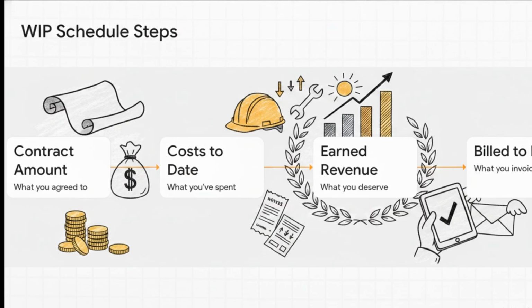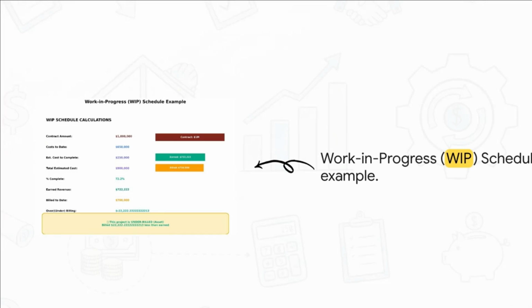First up, C, contract amount. What did you agree to get paid? Second, C, cost to date. What have you actually spent out of pocket so far? Third, E, earned revenue. Based on those costs, what revenue have you actually truly earned? And fourth, B, billed to date. What have you currently invoiced the client for? CCEB. Let's actually put CCEB into action and walk through the math.